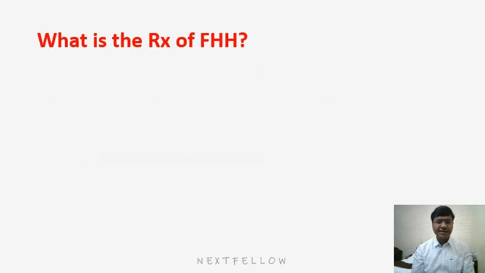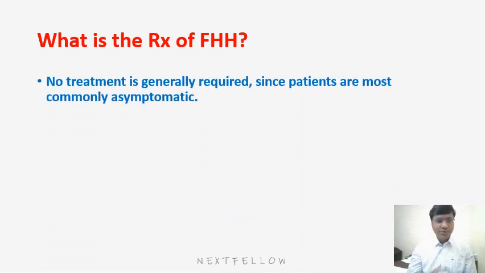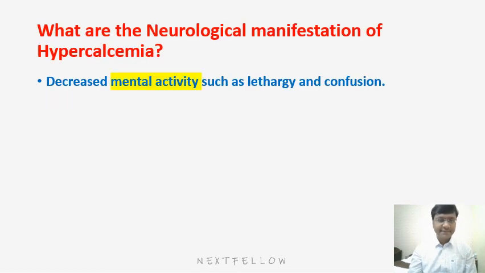Next, what is the treatment? See, it is a mild hypercalcemia, and most of the time they are asymptomatic. So, no treatment is generally required since patients are almost asymptomatic. Okay, so that is about your familial hypocalciuric hypercalcemia. Then followed by that, now you take the hypercalcemia.